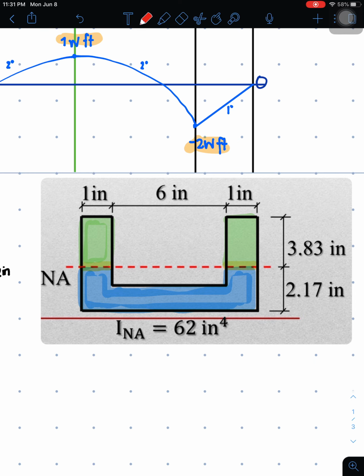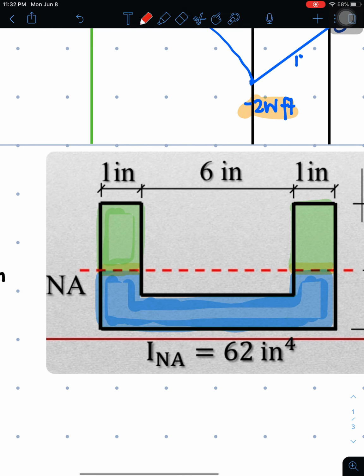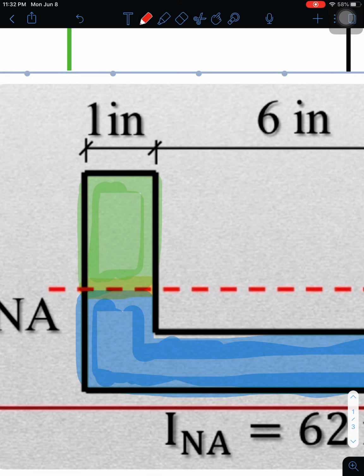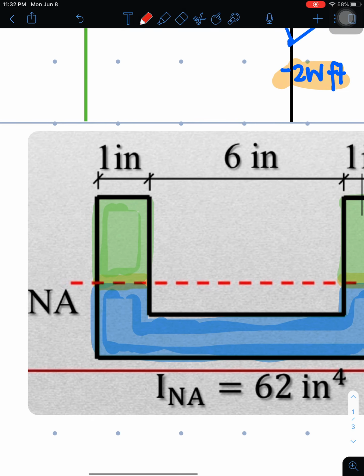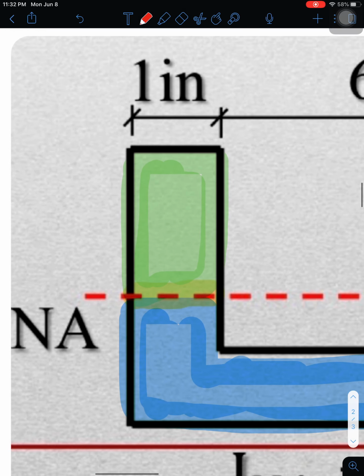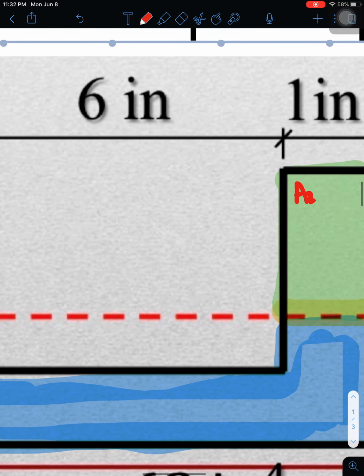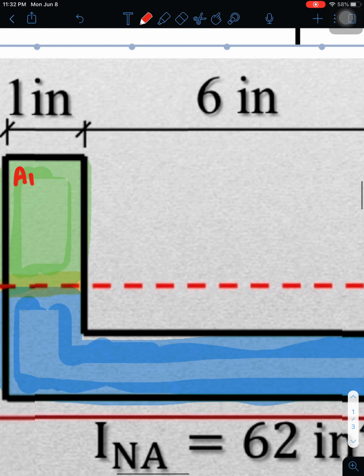So with that, let us consider the area. By the way, there will be 2 areas to consider for this green. So the area here, I'll just consider this as area 1. And then this is area 2. Anyway, area 1 is just equal to area 2, right?